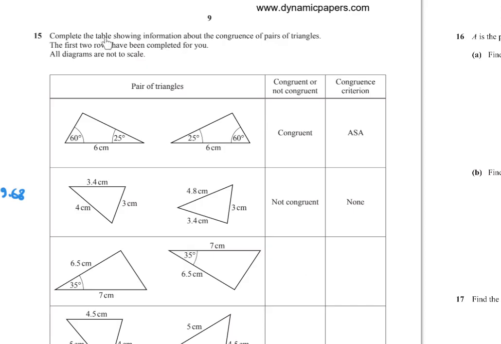Number 15. Complete the table showing information about the congruence of pairs of triangles. The first two rows have been completed for you. All diagrams are not to scale. So we need to complete the third row and fourth row. For the third one, we have two sides and included angle equals two sides and included angle. So they are congruent, and the case is SAS.